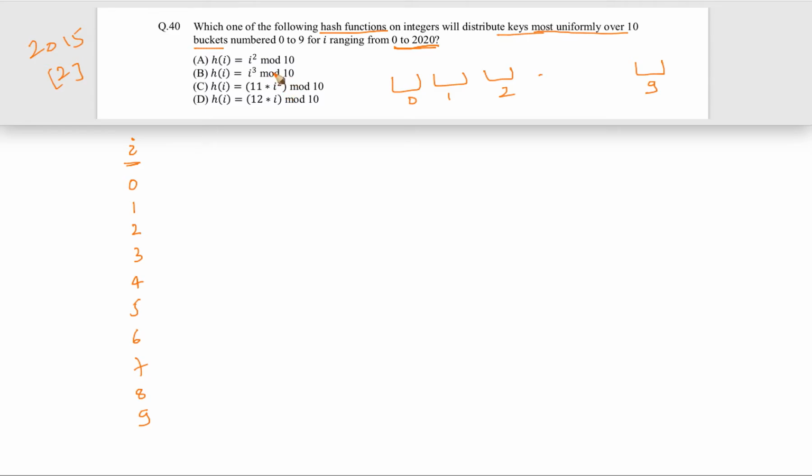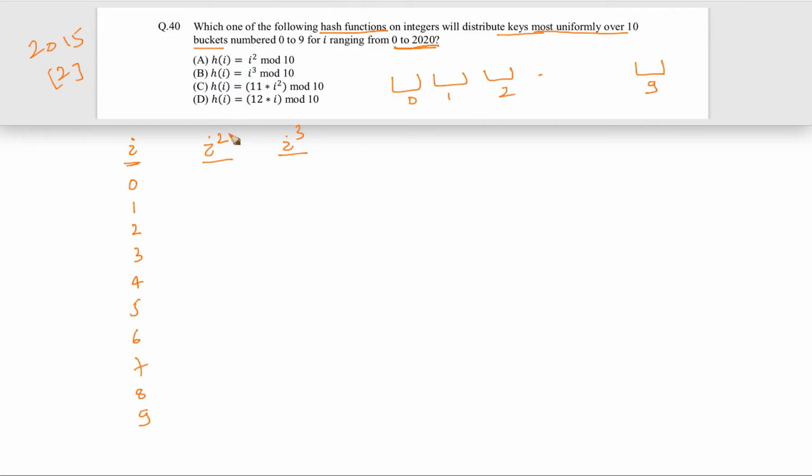See here, everywhere mod 10 is there, which means that basically we are doing I square and then taking mod 10, which means the last digit of I square. Again we are doing I cube and then taking mod 10, which means the last digit of I cube. So at the end we are just taking the last one digit. If we only need the last digit, why calculate the entire thing? For example, 9 square is 81, so we don't need to write 81. Simply 1 is enough for us, because that is going to be the hash, right?